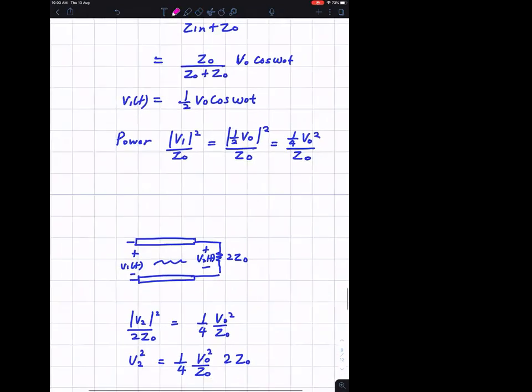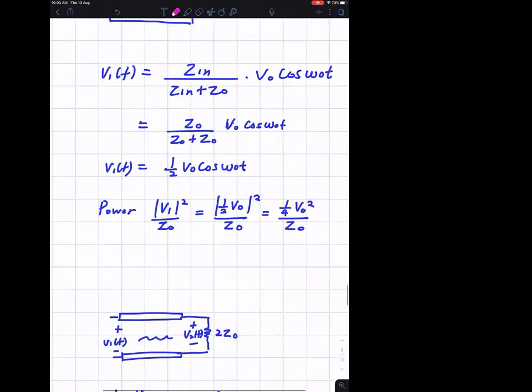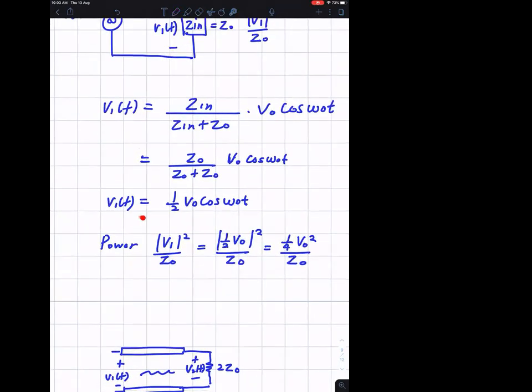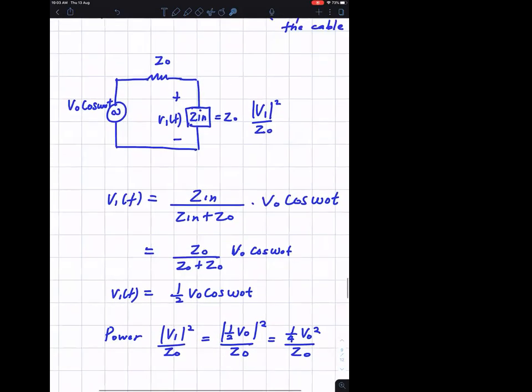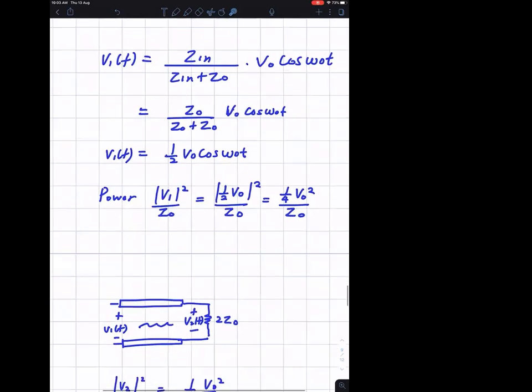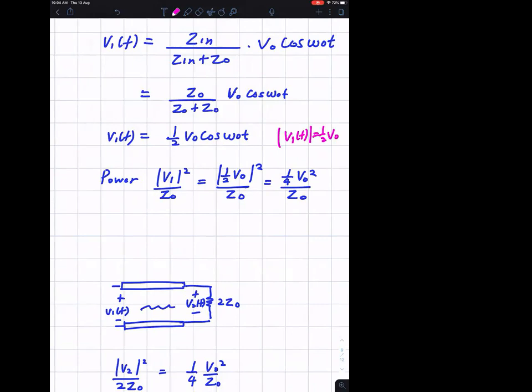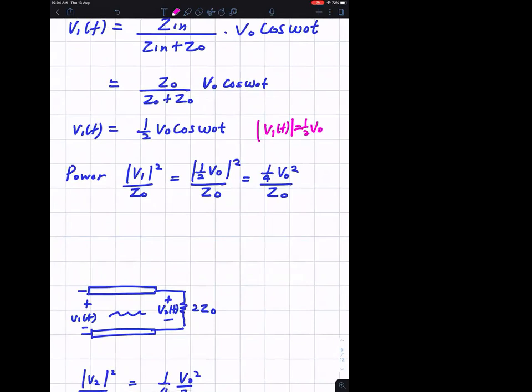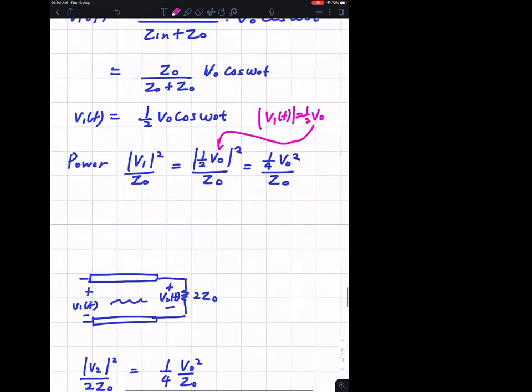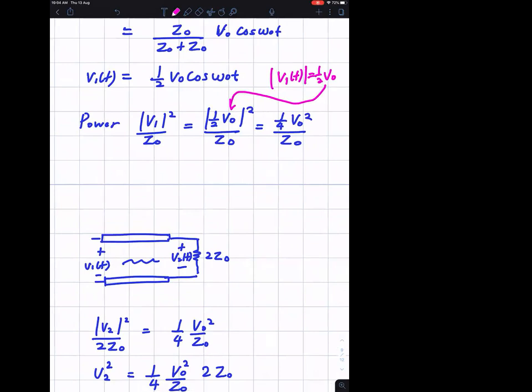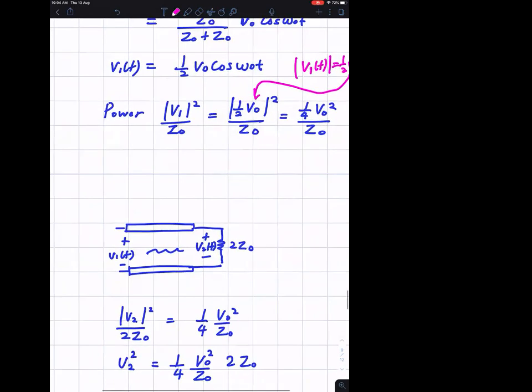Okay, the last time the video was not complete, so I'm just going to go over it again. We calculated V1, using the voltage divider from the circuit. So we were able to find V1T, this amplitude. Therefore, the power is V1 squared over Z0, and this is the amplitude. Therefore, it's going to give you 1/4 V0 squared over Z0. So this is the power produced at the input.